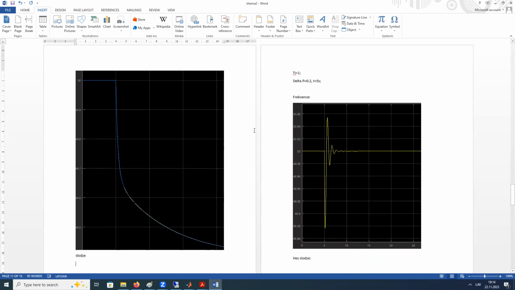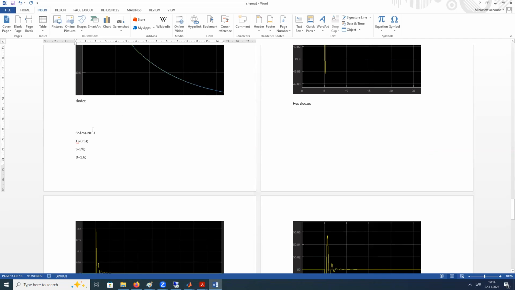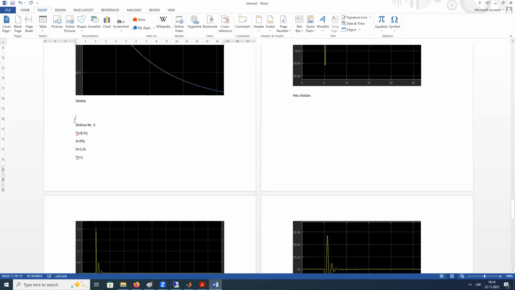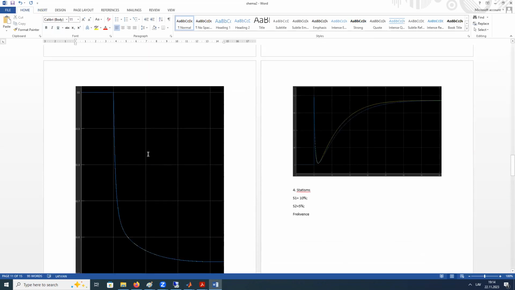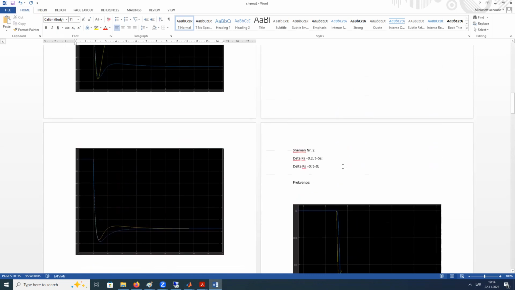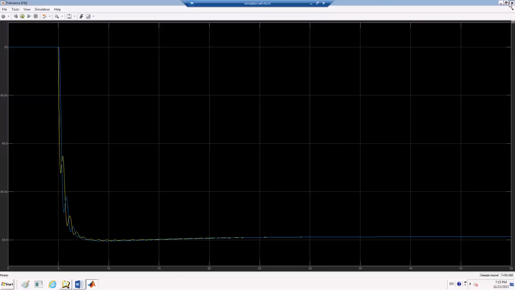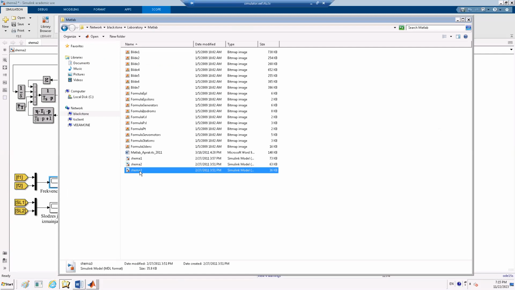You could delete that. Okay. And this is scheme number 2. Now scheme number 3. This one was scheme number 2. Scheme number 3. And where is scheme number 3?